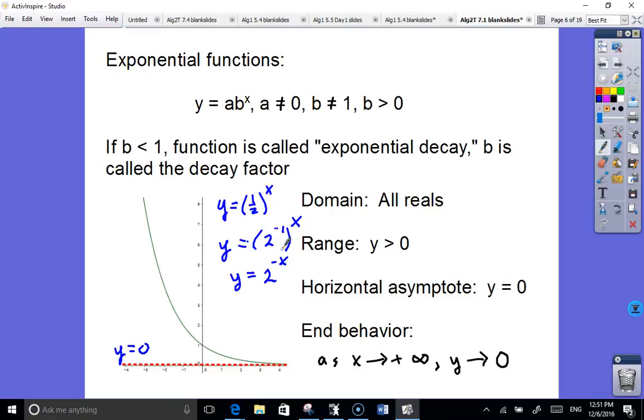And in this case, for the end behavior, it's when x approaches positive infinity. As you go to the right, it looks like the graph is approaching that asymptote of y equals 0, so the y approaches 0. It never quite gets there, but it approaches that.